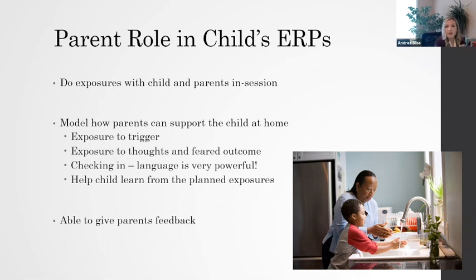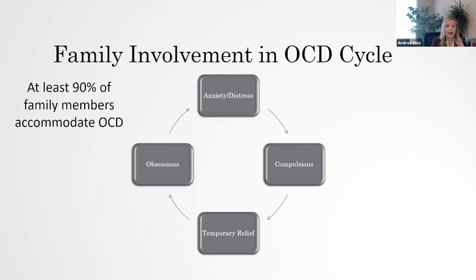Okay, so that's how parents can be involved in the child's ERP, but we also know that family members are often intimately involved in the child's symptoms. So we know that at least 90% of family members accommodate OCD. This is occurring on almost a daily basis for most. And so I have up there the OCD cycle that you would have seen in this webinar series already. And I wanted to show how family accommodations roll into this cycle.